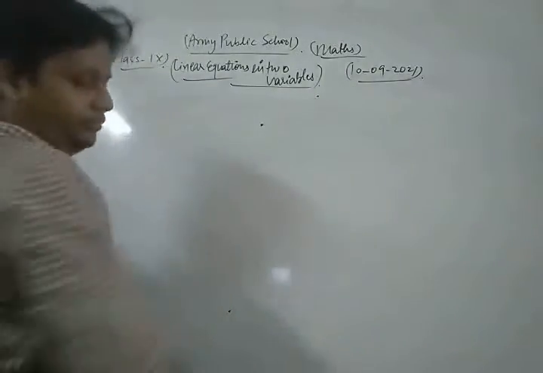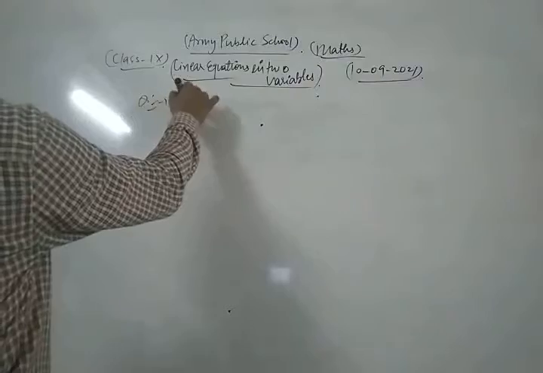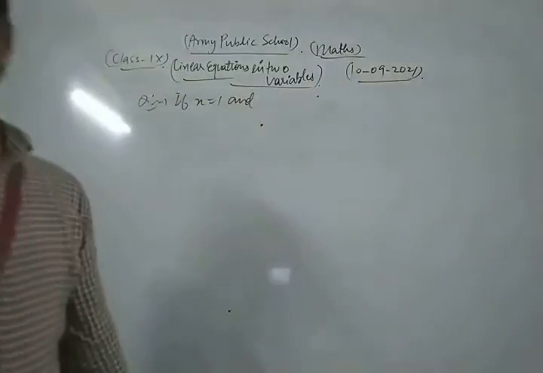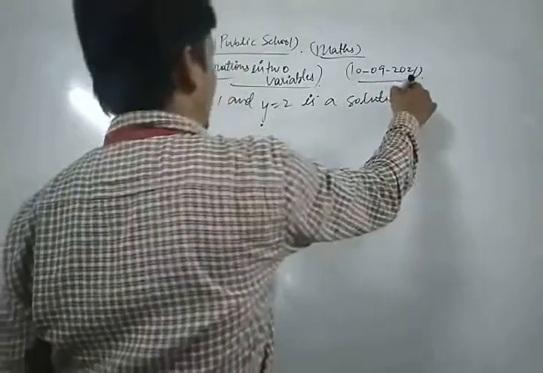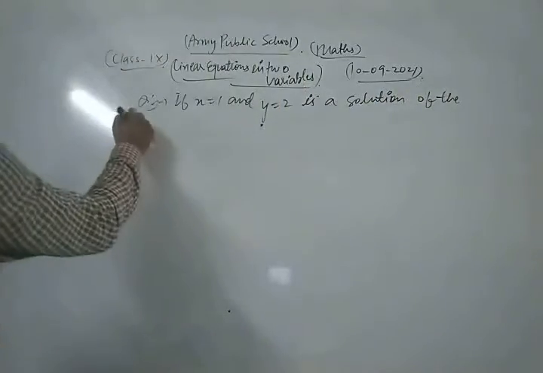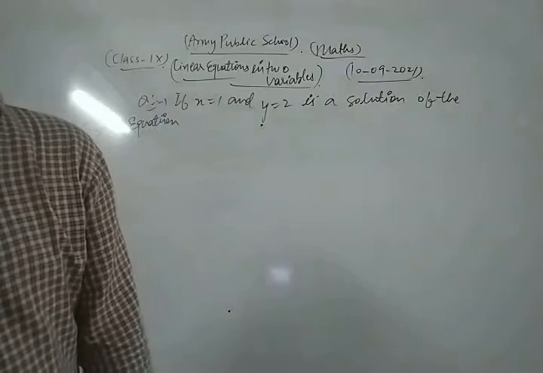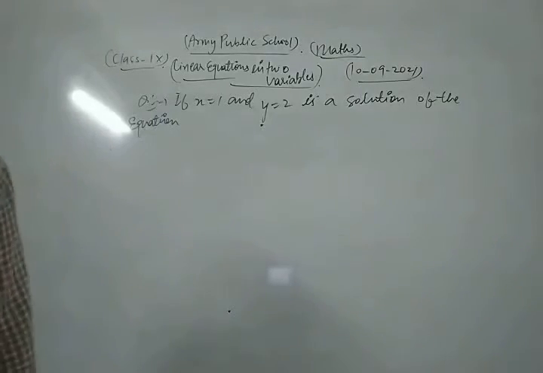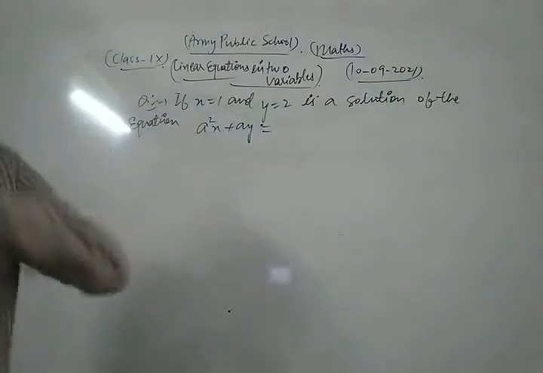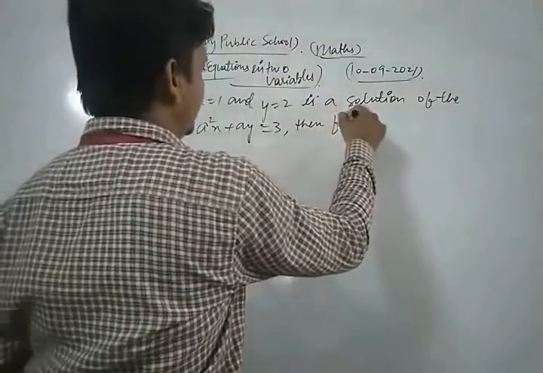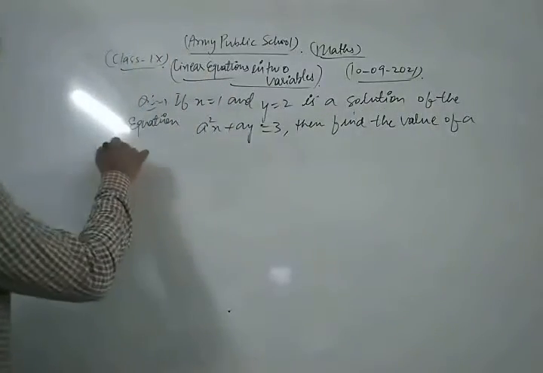Let's see. And we take a question: if x is equal to 1 and y is equal to 2 is a solution of the equation a square x plus ay is equal to 3, then find the value of a.